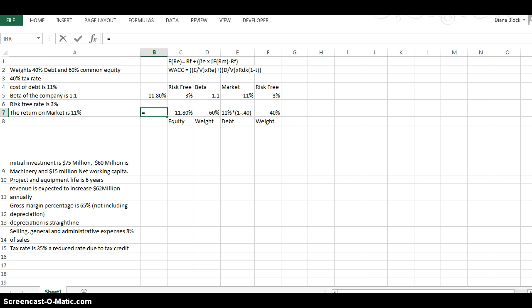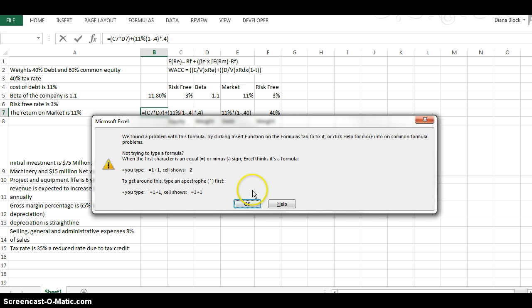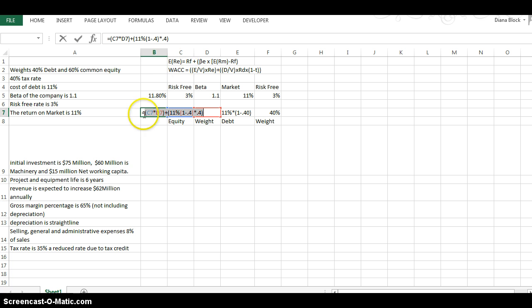So we're going to say equals the cost of the equity times the weight of the equity plus the cost of the debt, which is 11% times 1 minus the tax rate, times 40%. Let's see if I got my formula right. Hold on. Yeah, just had to put the little asterisk or the multiplication symbol in there.